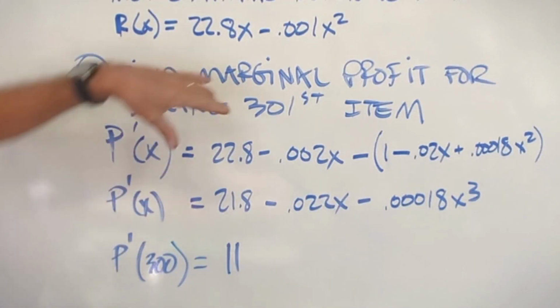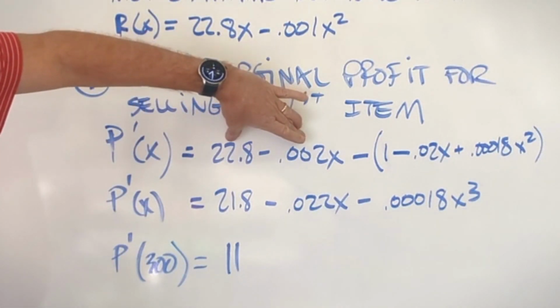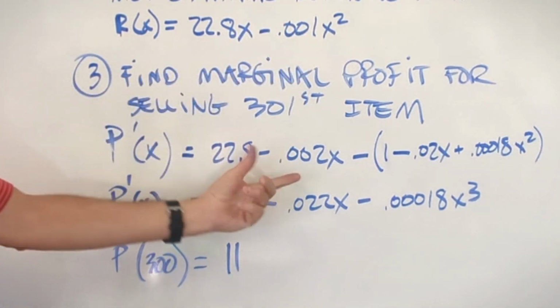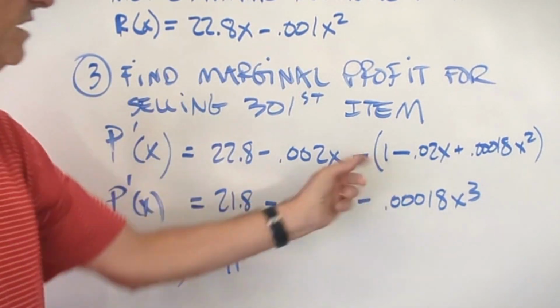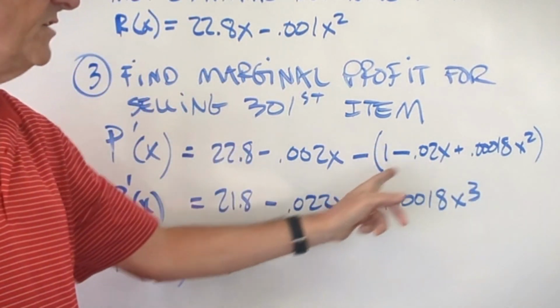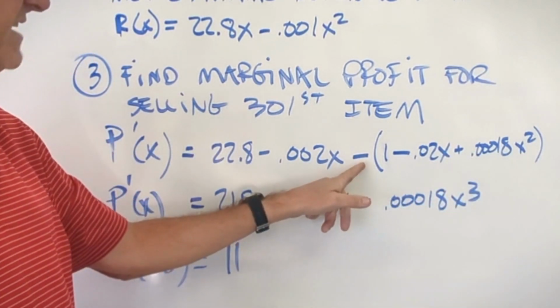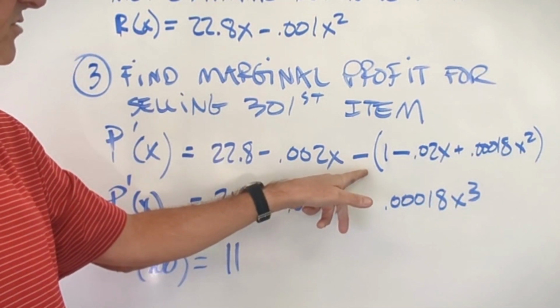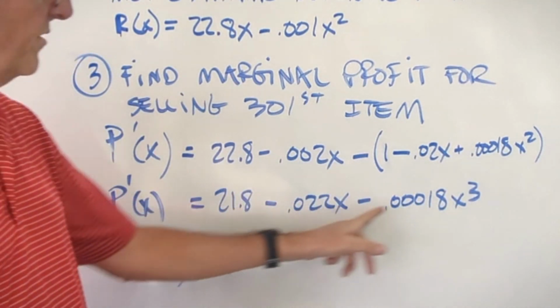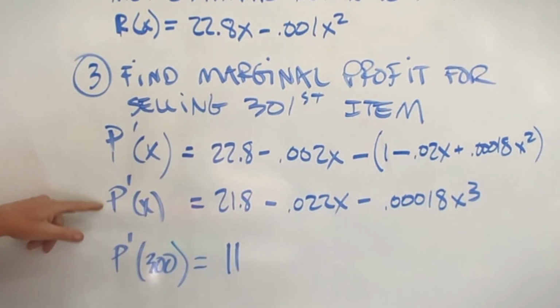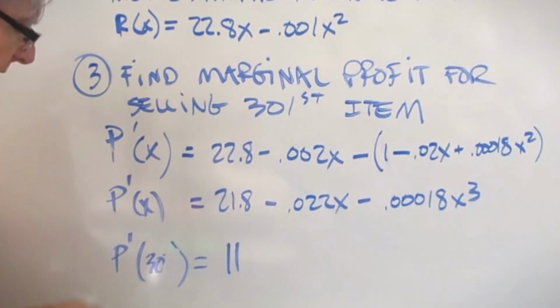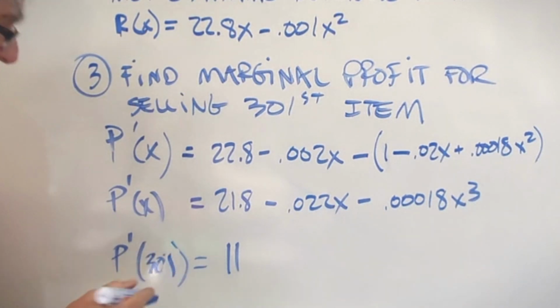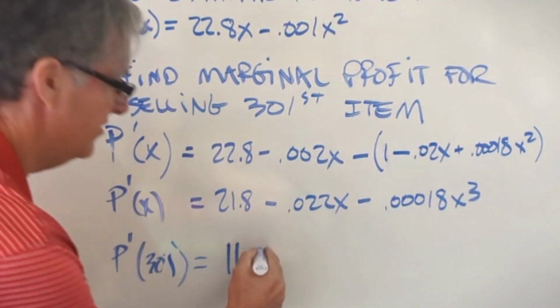So I went ahead and put the derivative of my revenue function, which is the derivative of this guy here, I put that there, and I'm subtracting the derivative of my cost function. I use my parentheses because I got to keep track of my signs because I have a minus out there. It might get a little tricky. So I ended up with this function. That would be my marginal profit function. When I put 301 in there, I get out 11 euros.